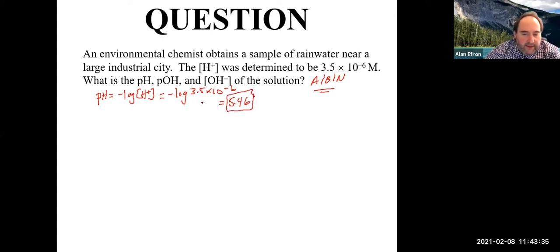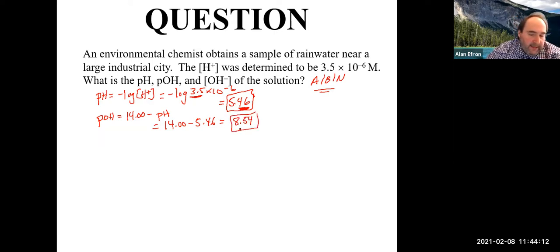Again, a reminder that this value has two significant figures. That translates to not two sig figs here, but two decimal places when we go to the pH. We could then get the pOH by simply subtracting from 14. So that would be 14 minus our pH value, 14 minus 5.46, and that looks like we will end up with 8.54 as our pOH value.